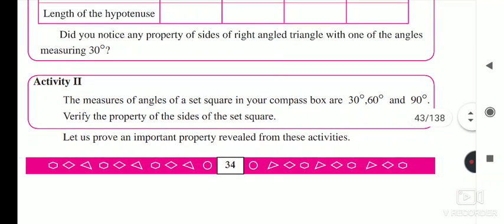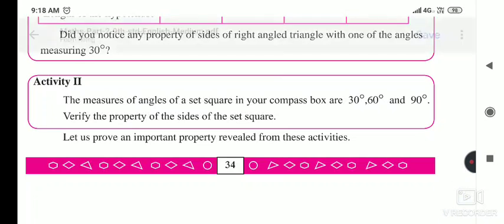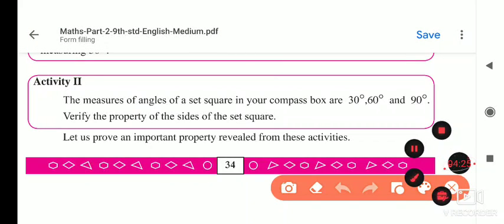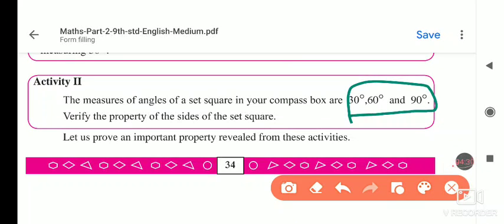This is also an activity. Measure the angles of the set squares in your compass box. There are two set squares, one is 45-45-90 and another is 30-60-90. If you measure it, you will understand that the side opposite to 30 degrees is half of the hypotenuse, and the side opposite to 60 degrees is root 3 upon 2 of the hypotenuse.